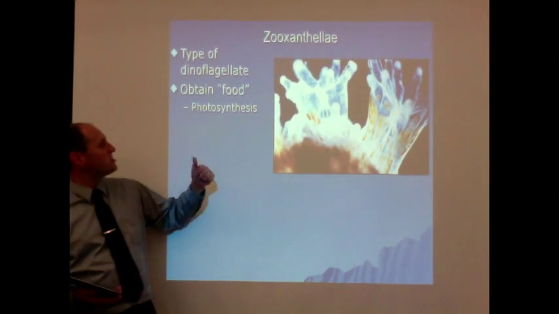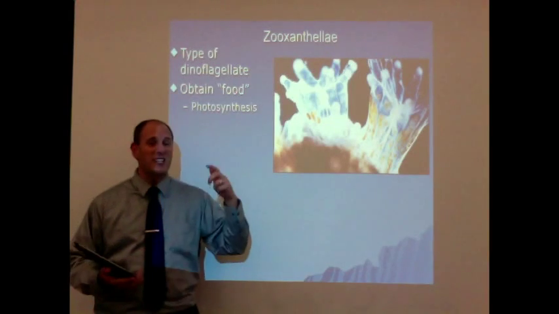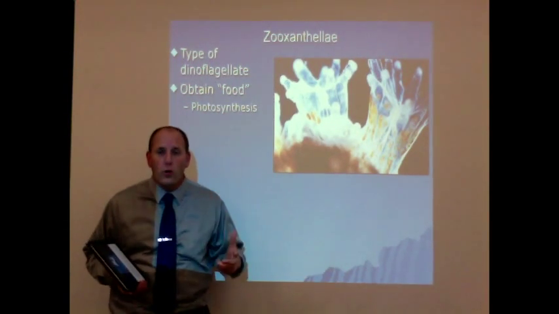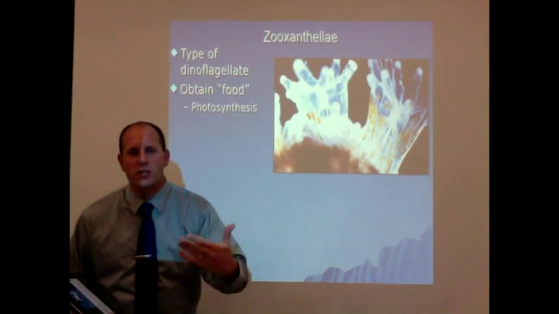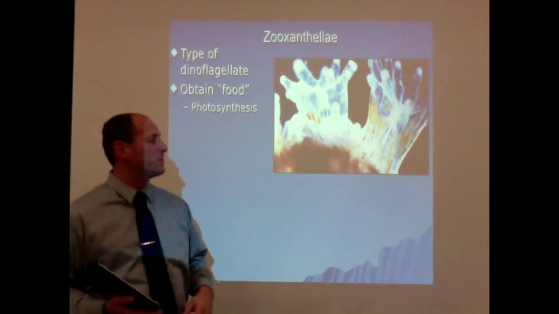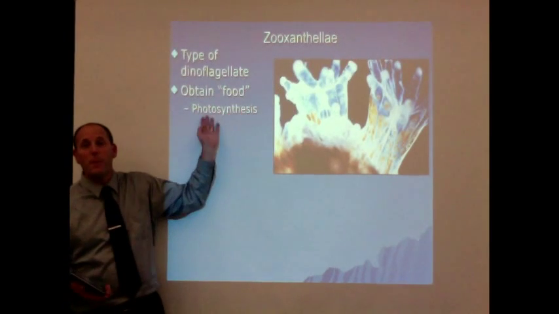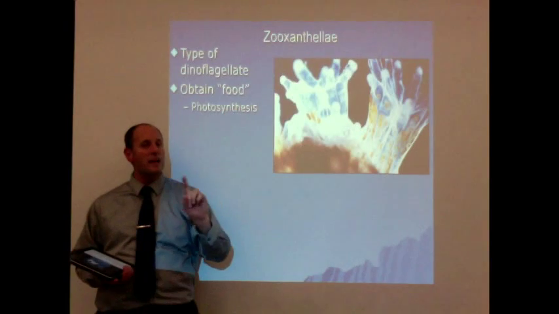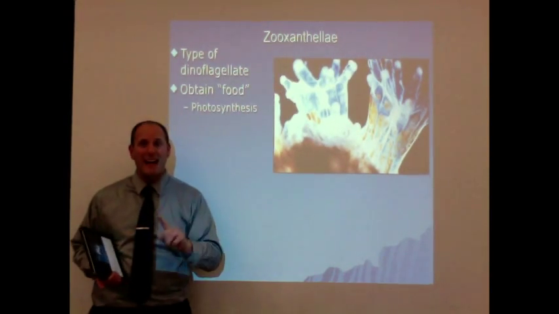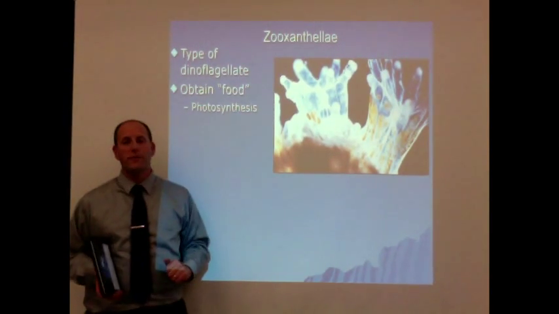They live inside sponges, sea anemones, giant clams, corals. They actually are giving sugars to their host organisms. So they obtain food by doing photosynthesis. So they're a type of dinoflagellate that is not a heterotroph. It's not eating other things. They're just doing that photosynthesis.